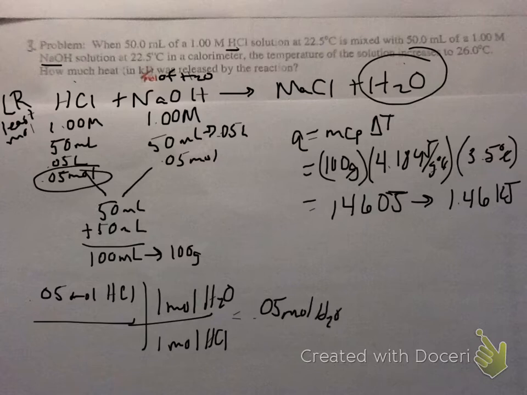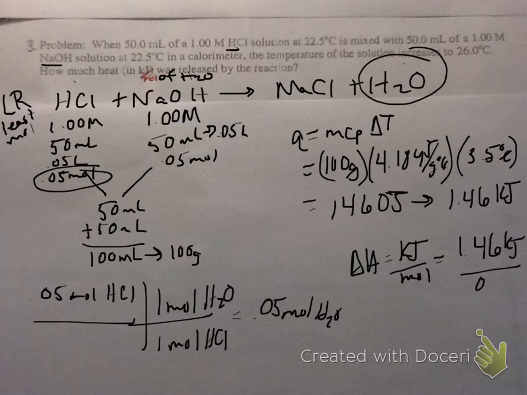So now I can take my delta H, which is going to need to be in kilojoules per mole. I'll take my kilojoules and divide by my moles. Moles of water, 0.05 moles. And I end up with 29.2 kilojoules per mole. And I'm almost done here.